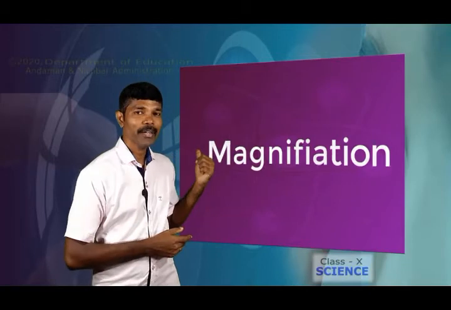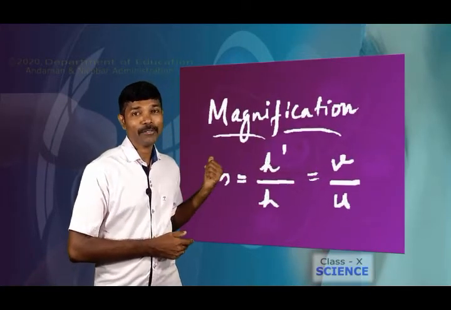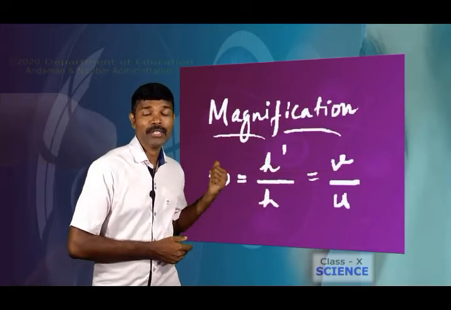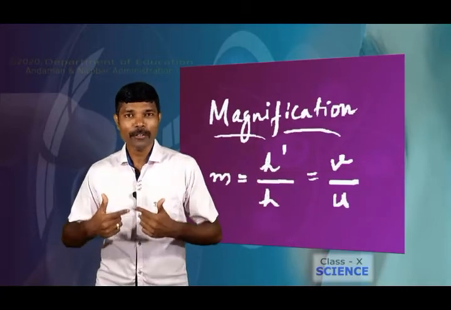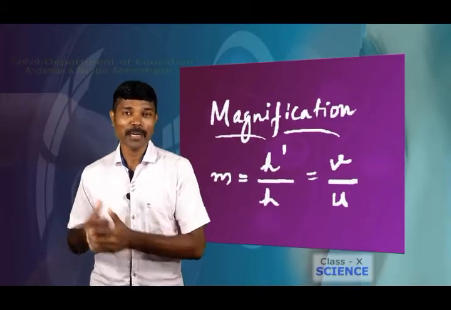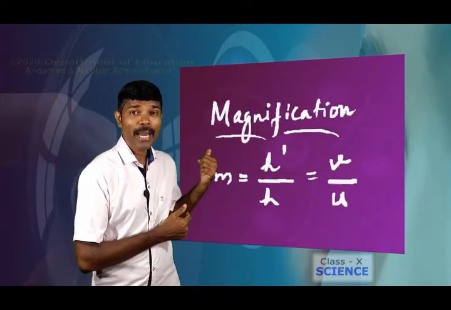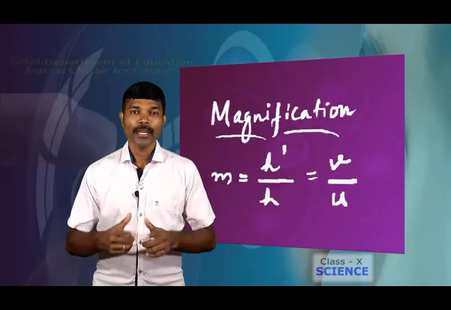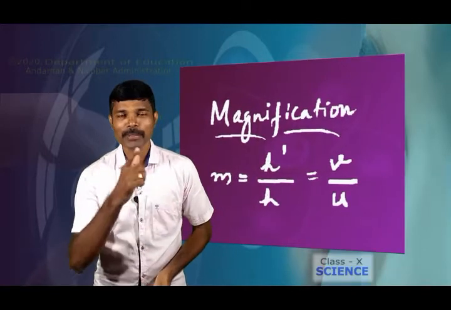So here magnification m is equal to height of the image divided by height of the object. Here height of the image is denoted by h dash, and h is the height of the object. And here height of the image and height of the object is very much related to the object distance and the image distance. So this can be written as m is equal to h dash by h, which is again equal to v by u. Here v is the image distance and u will be our object distance.